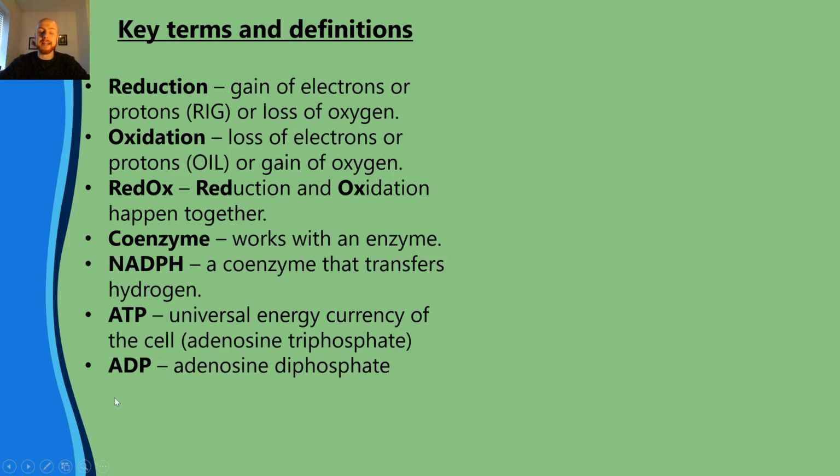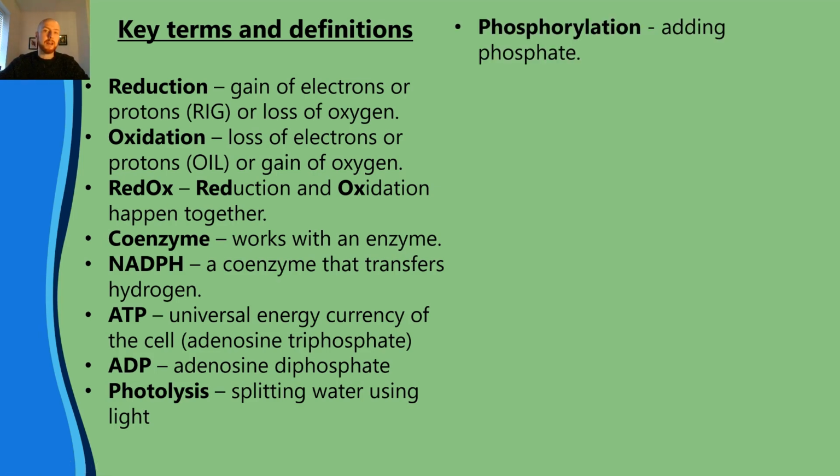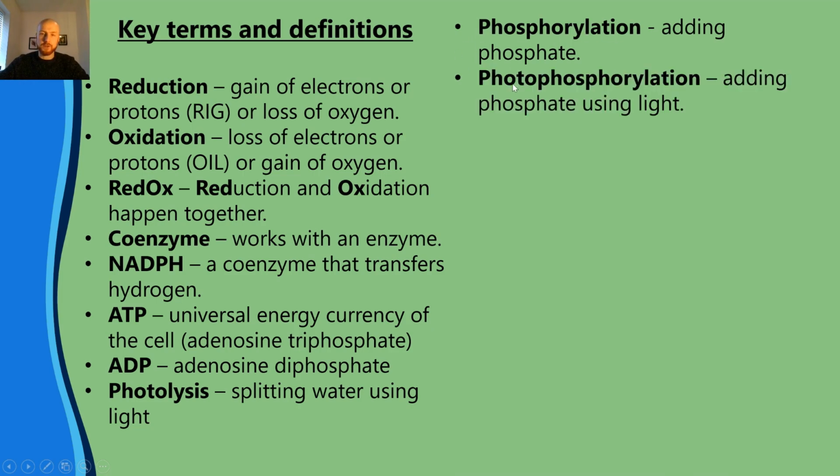Next of all, we have adenosine diphosphate. This time it has 2 phosphates, not 3. Photolysis is the splitting of water using light. Phosphorylation is adding phosphate, so phosphorylation, adding a phosphate. Photophosphorylation is adding phosphate using light.